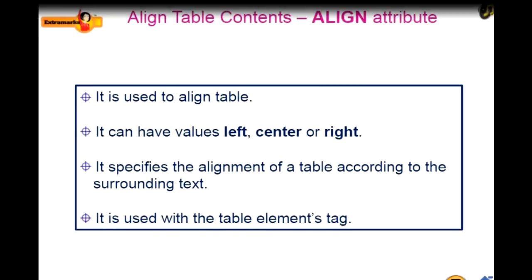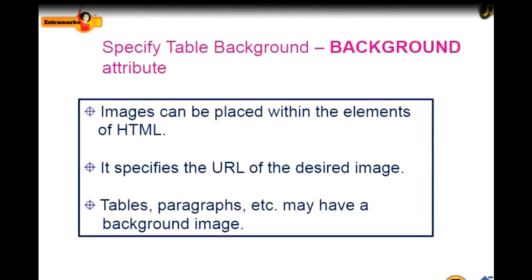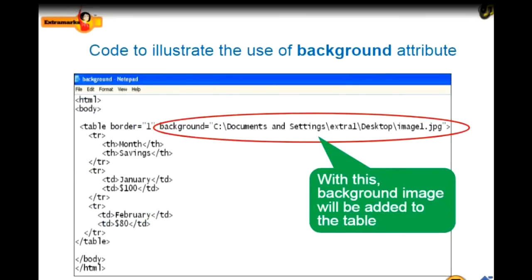Next topic is aligning the table. It is used to align the table: left, right or center. It is used within the table element. Specify table background attributes. An image can be displayed and placed within an element of HTML. A table may have background images. It specifies the URL of a desired image.